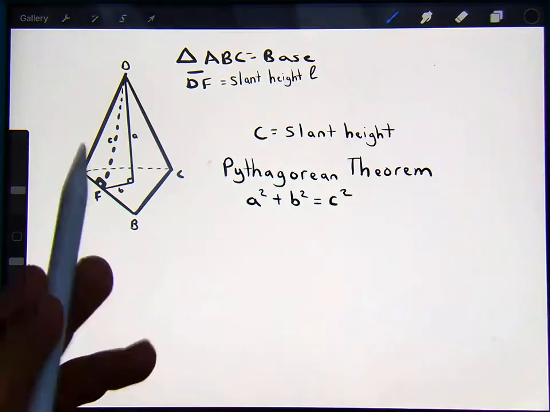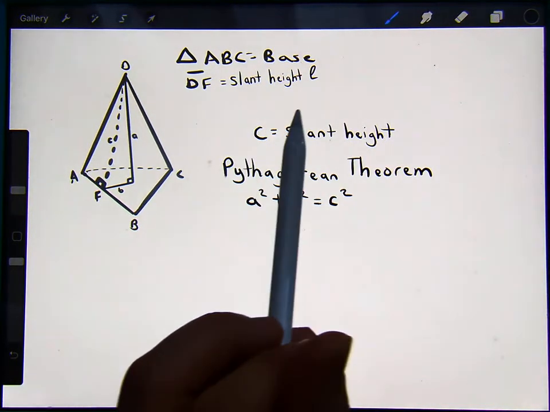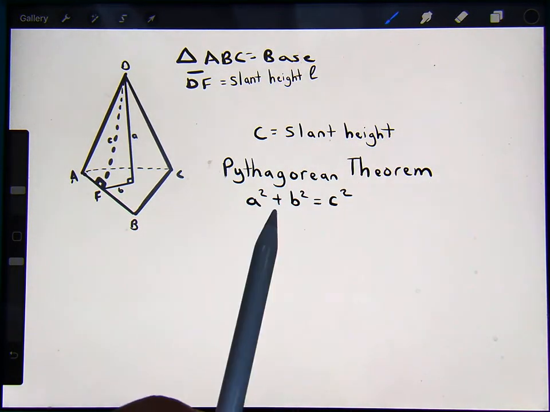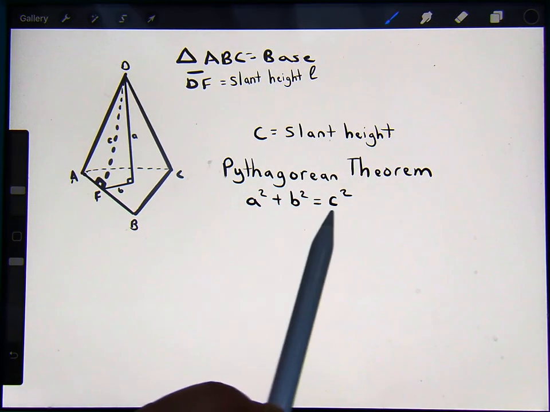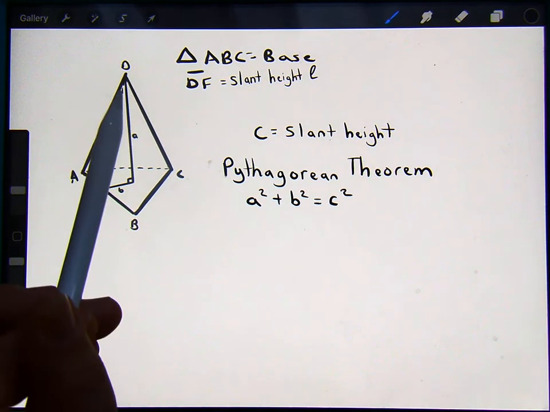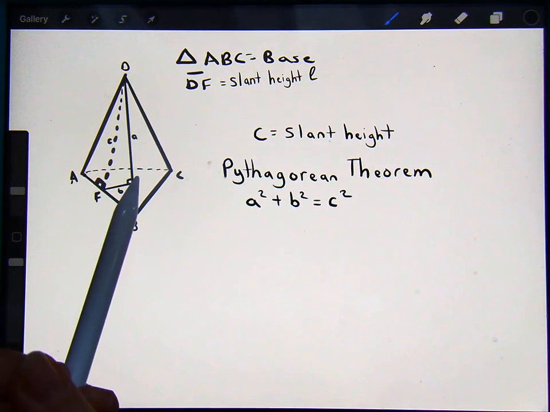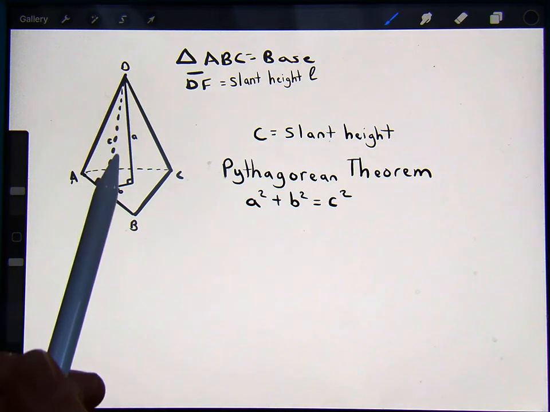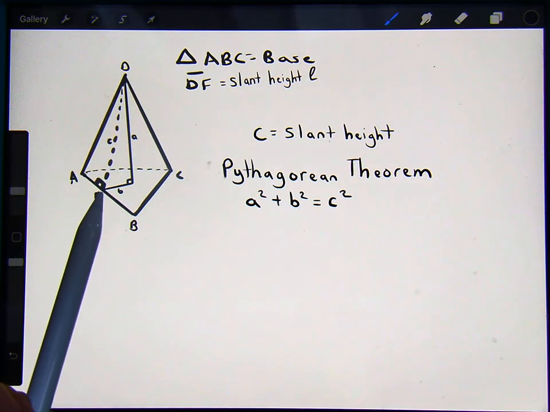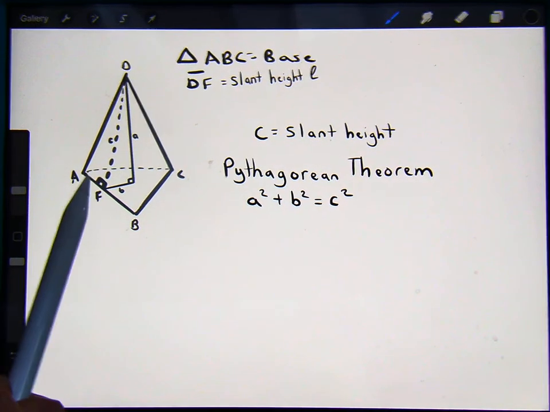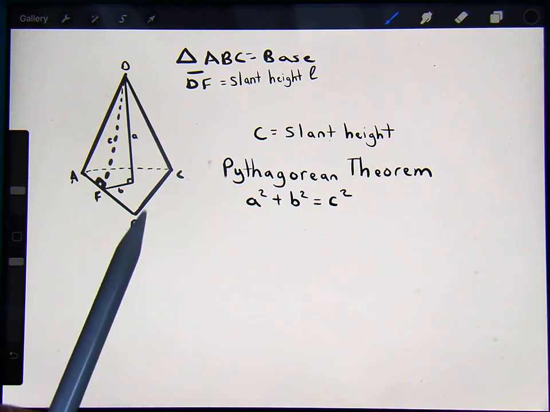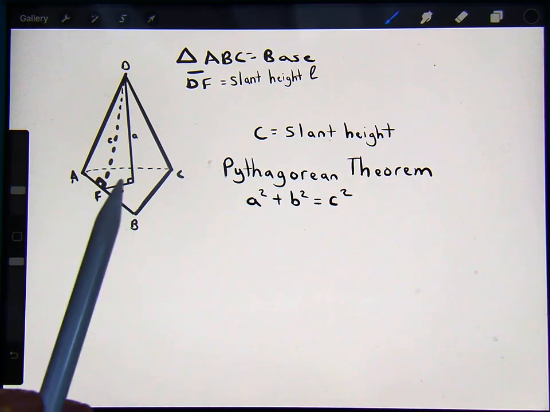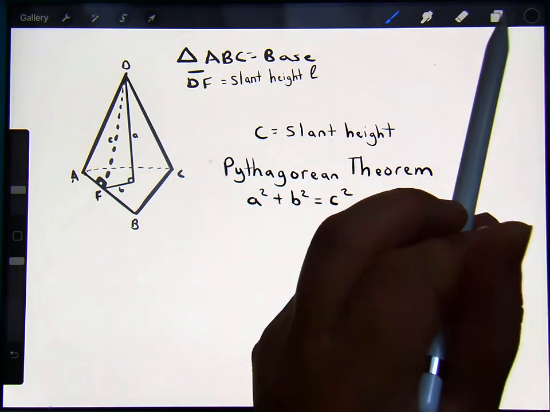Sometimes, just as an FYI, you will need to use the Pythagorean Theorem in order to find that slant height. They'll give you that information on those types of problems, your A and your B, and then you use the Pythagorean Theorem to find your C, which is your slant height. And once you have that, you would return to continue on to find the surface area of this triangular pyramid.